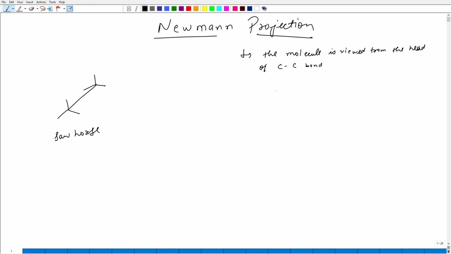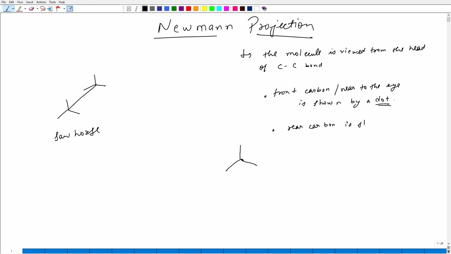So that the C-C bond, the molecular axis which I showed in the elongated version, should not be there, and there should be two things. The front carbon, the carbon which is near to the eye, is shown by a dot, and three hydrogen bonds are made at a 120-degree angle. And the second thing is the rear carbon, meaning the carbon facing away from the eye, is shown by a circle.